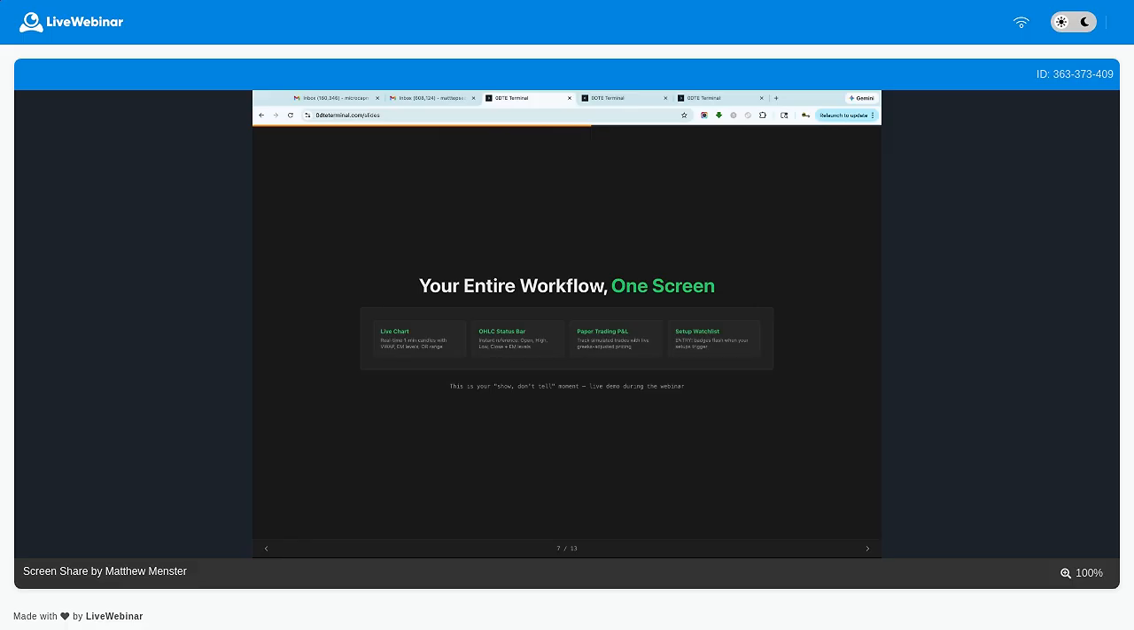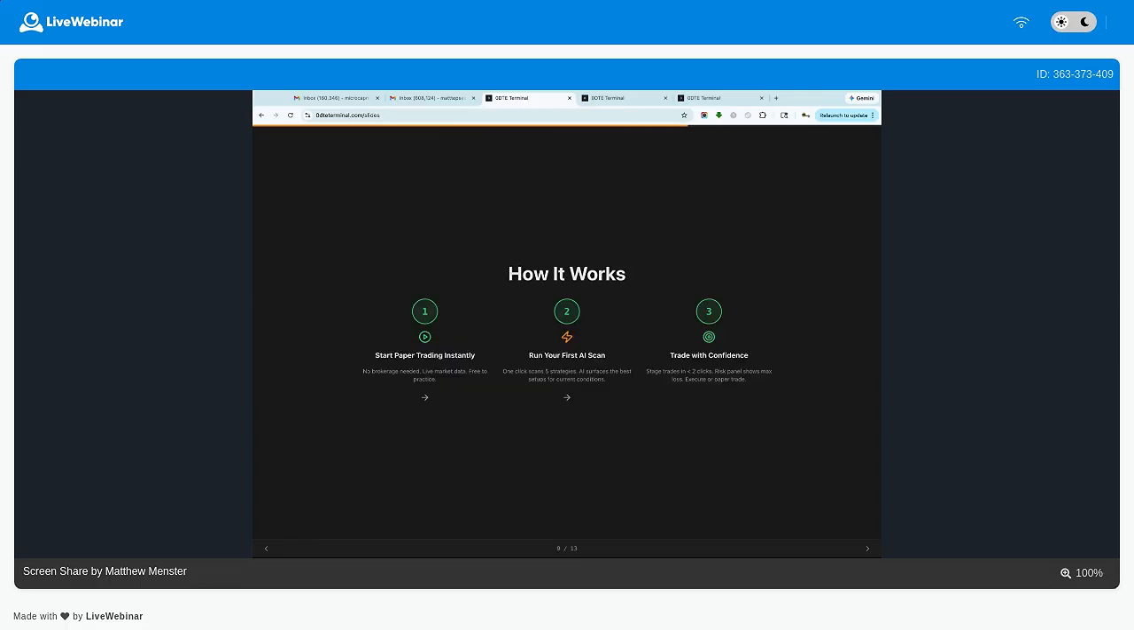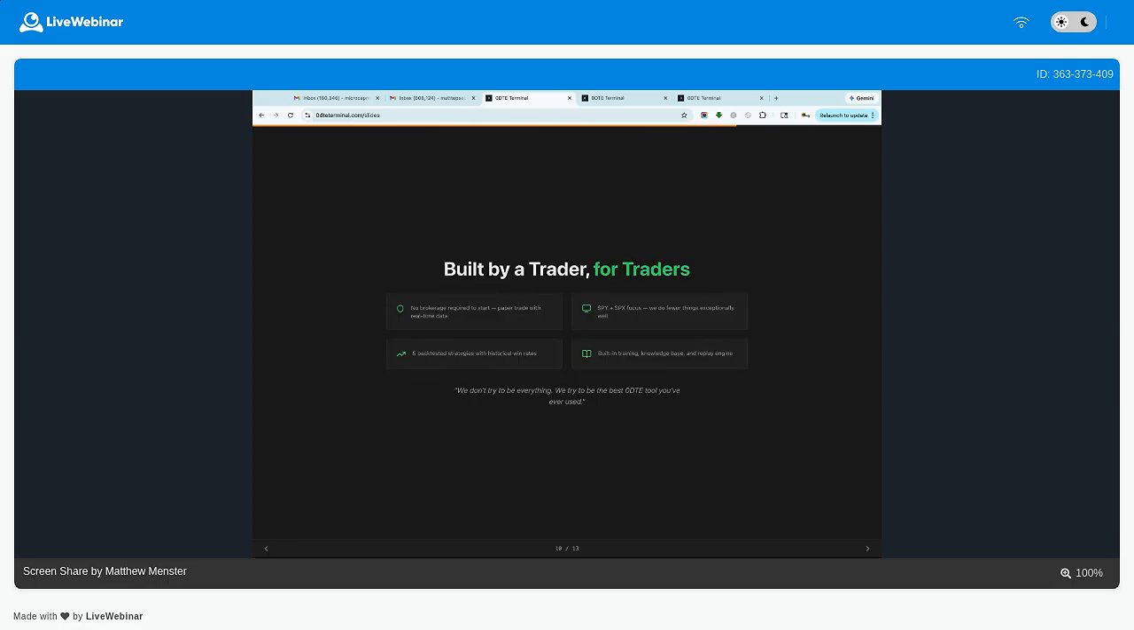So you've got a live chart. You've got your open, high, low, close, status bar. You've got ability to paper trade, set up watch list, and also live trade. So you've got your replay engine where you can go back and pick any day from the last 30 days or so and trade it with paper. So you get your reps in like that, even if it's 2 o'clock in the morning. And we also have a trading journal. So you can start paper trading instantly, run your first AI scan, trade with confidence. It's built by a trader, me, for other traders like you.